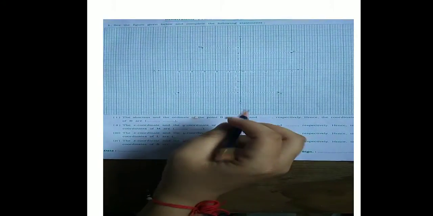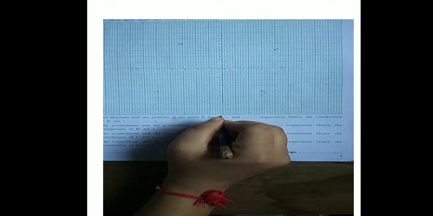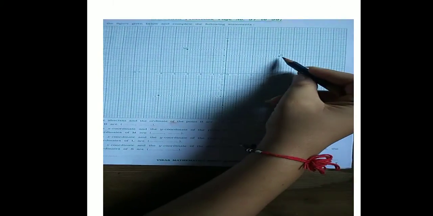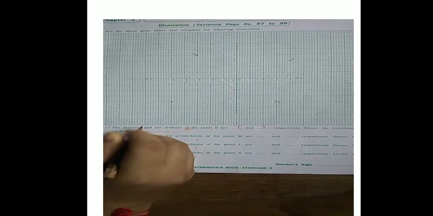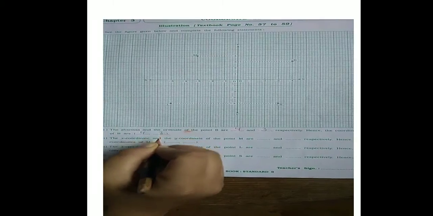Here we have to find the abscissa and ordinate. Where is B? Here it is B. The distance of B from the x-axis is 4. So we have to write here abscissa is 4. And the distance of point B from the y-axis is 3. So we have to write this 3. So now we got the coordinates of point B. Hence the coordinates of B are 4 and 3.